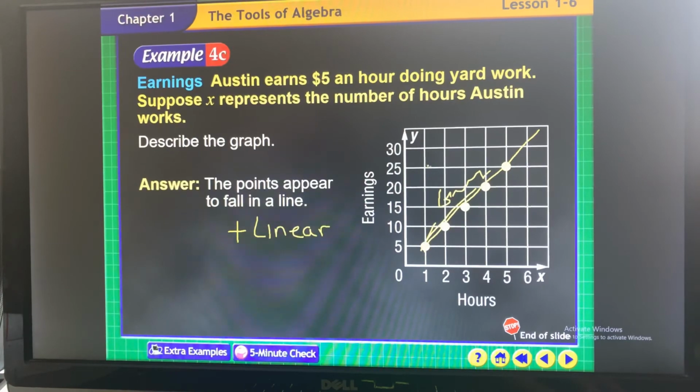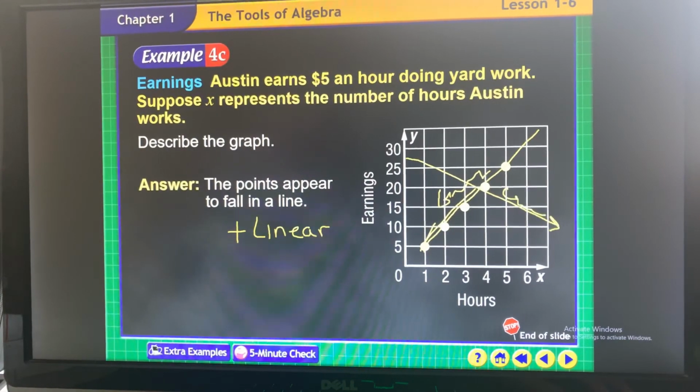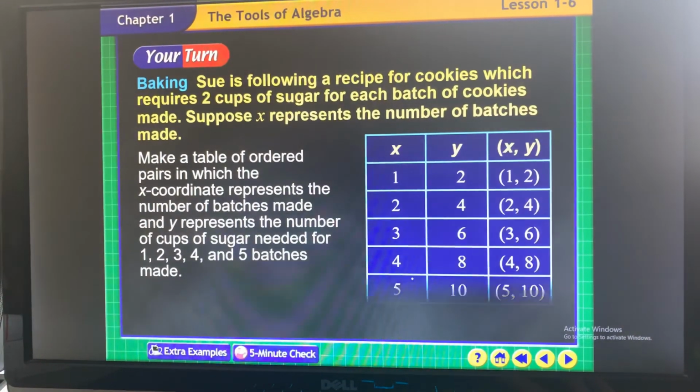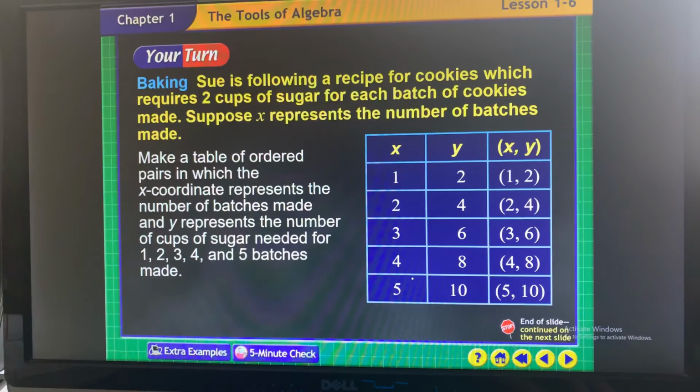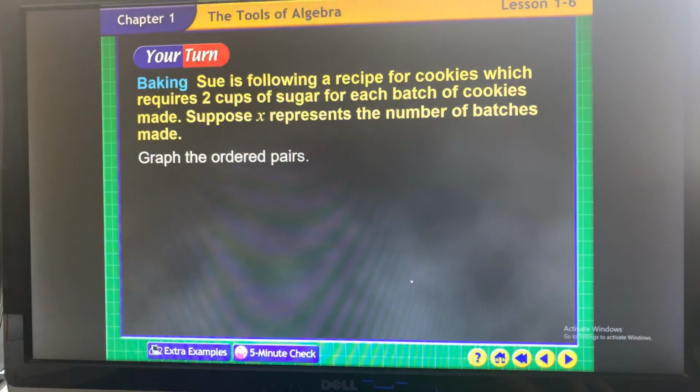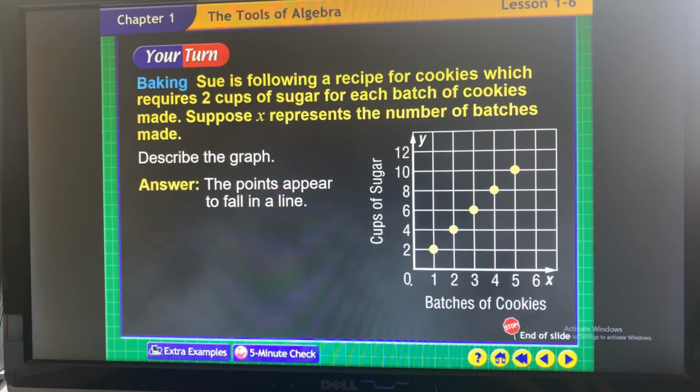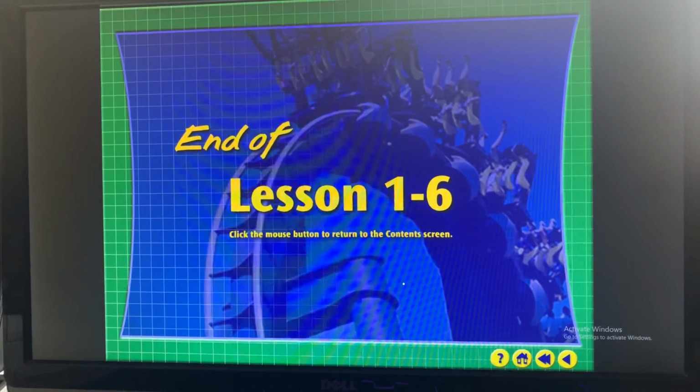So what would negative be? Negative would be if the line was going down like that and you write your name on it and it goes down the hill. There you go. It's 2 cups of sugar for each batch of cookies. Graph it. Another linear line, another positive linear line would be your description. There you go. 1.6.